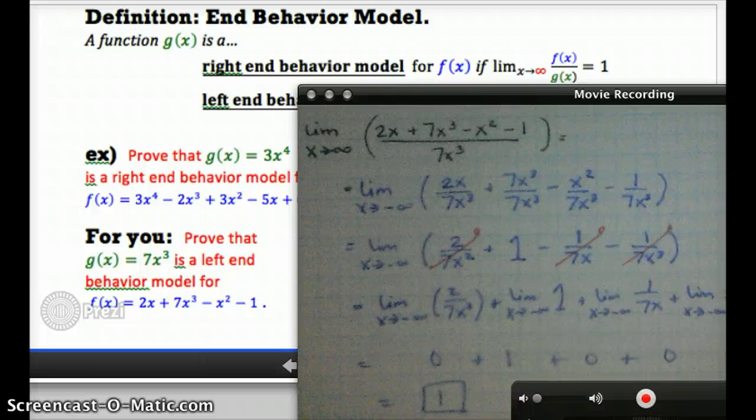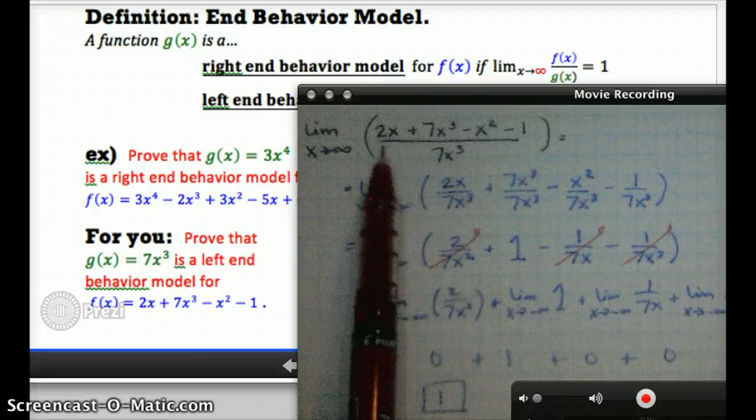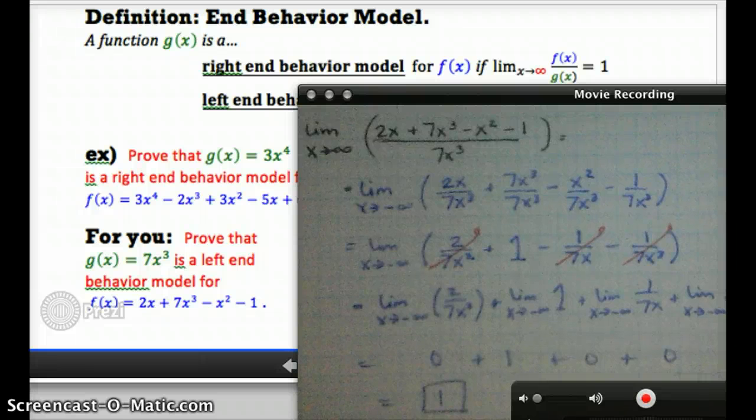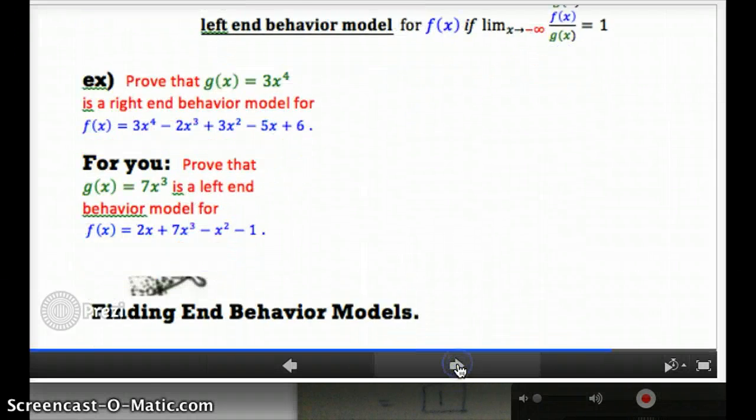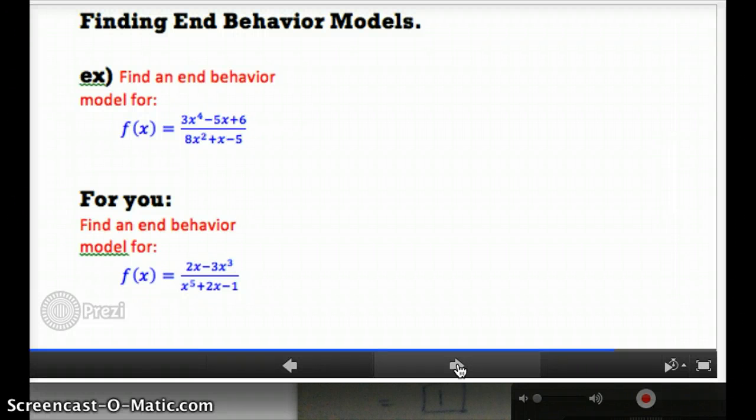Now, hopefully you've started to notice something about the end behavior models. There's a relationship between 7x cubed and the polynomial on the top. And that relationship, if you notice, has to do with the highest degree. So we're going to use that relationship, instead of just to prove end behaviors, to also find or to guess and then check end behavior models. Look at the top polynomial and see if you can predict an end behavior model just for the top polynomial. Okay, now do the same for the bottom.